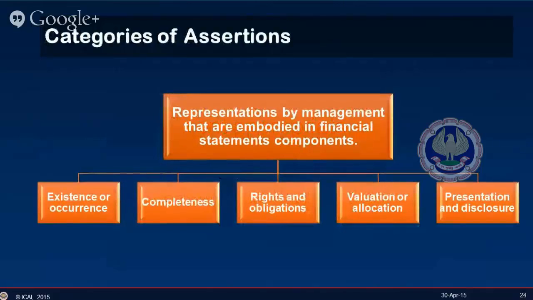Now, if you look at the assertions, any audit fundamentally is all about certain assertions. There is a representation by the management or as per the requirement of the regulators. Let's say if you look at a financial audit, you are looking at these 5 key assertions: the existence or occurrence, completeness, rights and obligations, valuation, presentation, and disclosure. Let's have a quick overview of this.